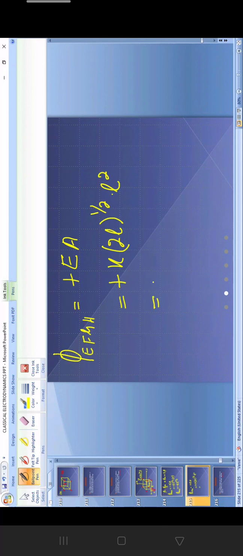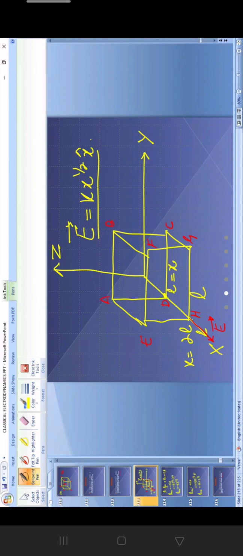So that means this term will be something like root 2 multiplied by K into L raised to the power 5/2. So this is the flux through the EFGH surface. And through the 4 lateral surfaces, the flux will be equal to 0. The reason is that the field is directed along the x-axis.